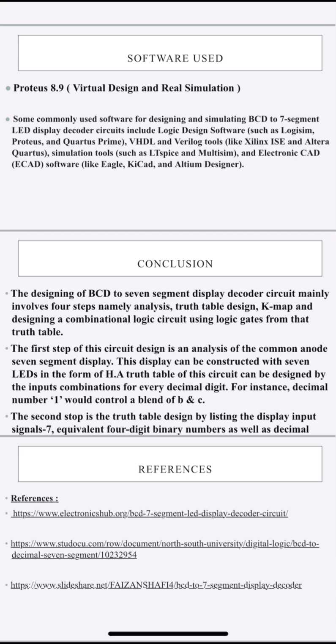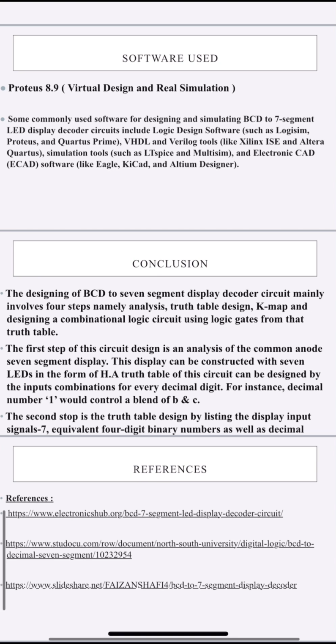The first step of this circuit design is analysis of the common anode 7-segment display. This display can be constructed with 7 LEDs in the form of an H. The truth table of this circuit can be designed by the input combinations for every decimal digit. For instance, decimal number 1 would control a blend of B and C.